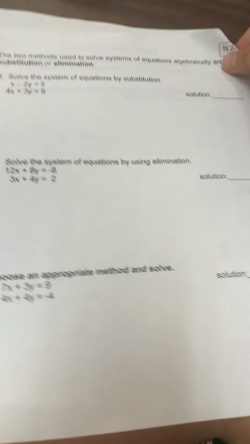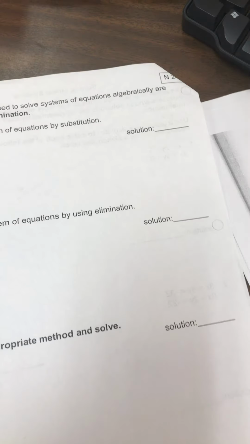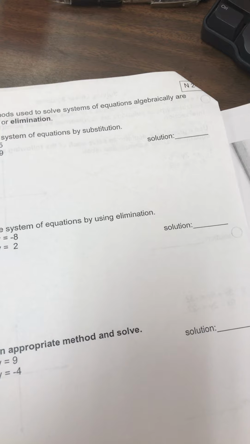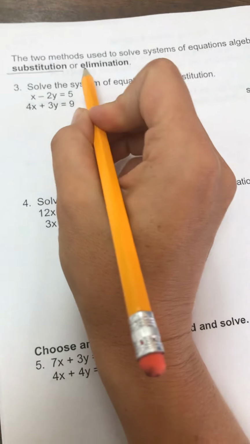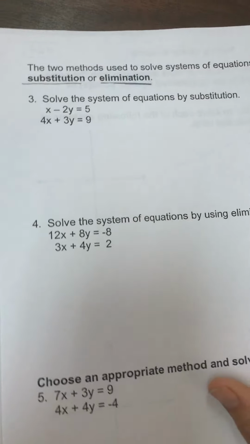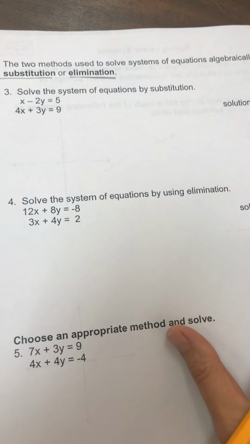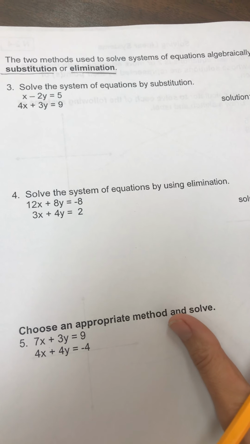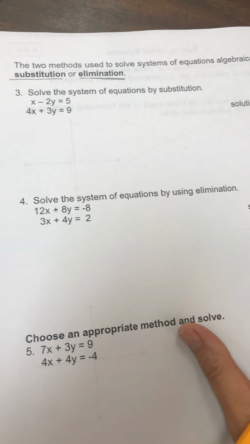Now moving on, I'm going to go over here to number 3. It says the two methods used to solve systems of equations algebraically is what? Substitution or elimination. So now let's look at the first one. Solve the system of equations by substitution. We have x minus 2y equals 5 and 4x plus 3y equals 9.